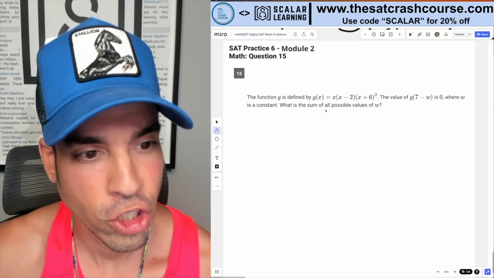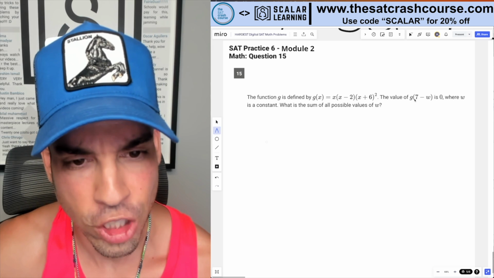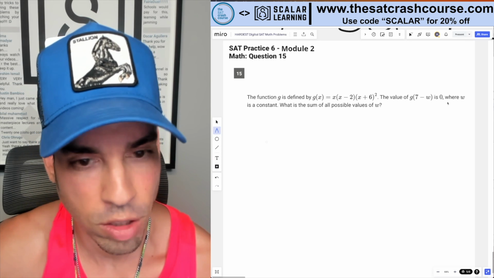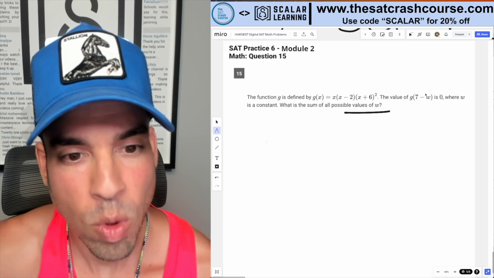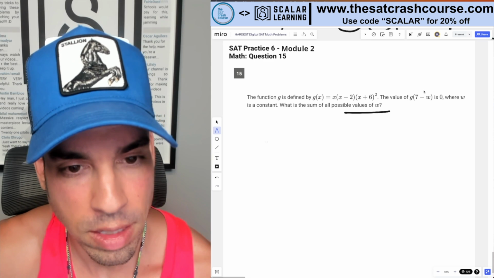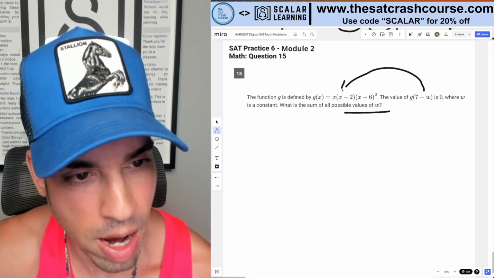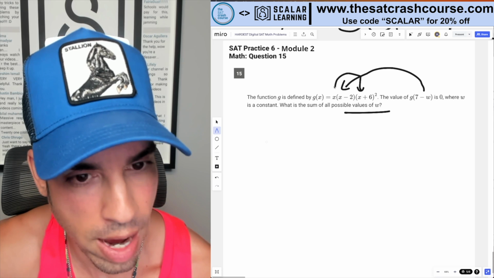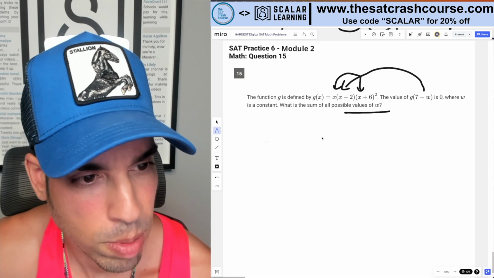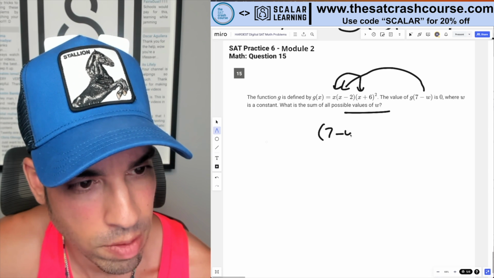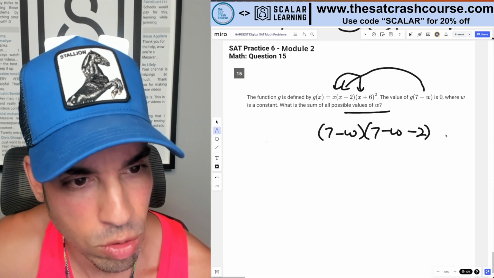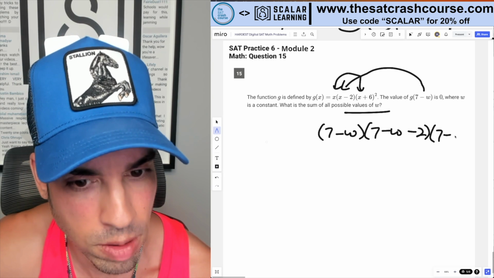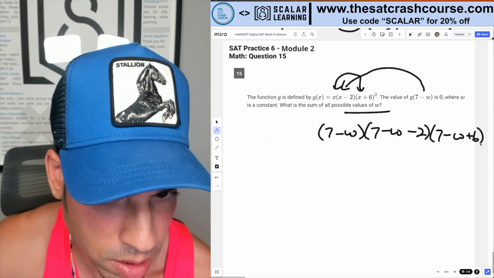Done. The function g is defined by this. The value of g of 7 minus w is 0, where w is a constant. What is the sum of all possible values of w? So what this means is when I plug in 7 minus w for x, I get 0. So let's plug that in. So x becomes 7 minus w. This one becomes 7 minus w, and a minus 2 still stays there. And this one becomes 7 minus w plus 6, and that's still squared.